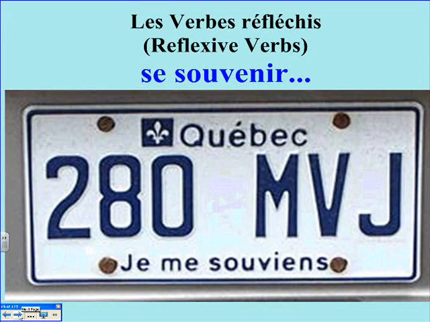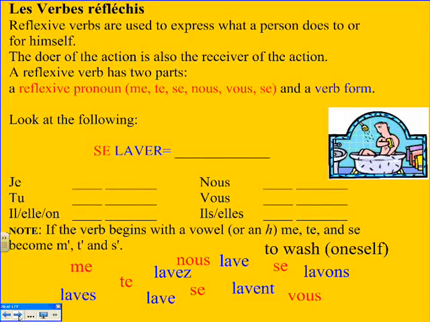In this podcast, you should be able to identify the present tense conjugation of les verbes réfléchis, reflexive verbs. Reflexive verbs are used to express what a person does to or for him or herself. The doer of the action is also the receiver of the action. A reflexive verb has two parts: a reflexive pronoun, me, te, se, nous, vous, et se, and a verb form.